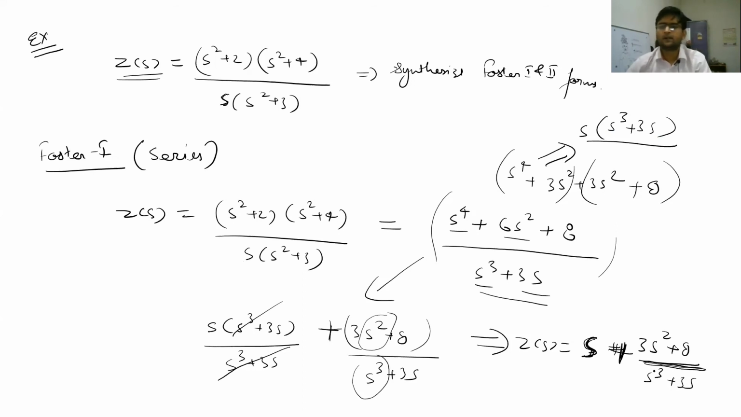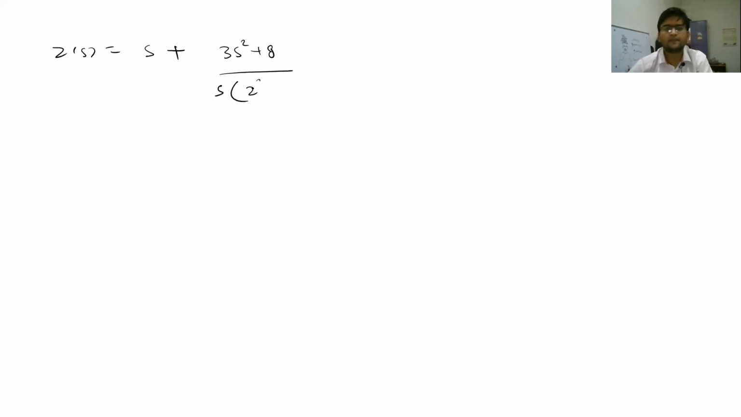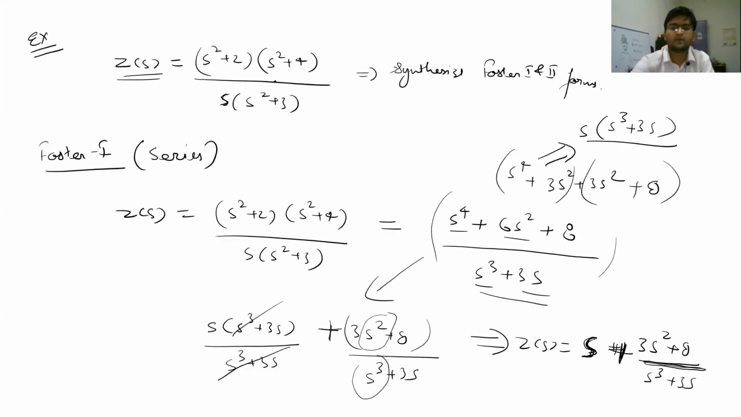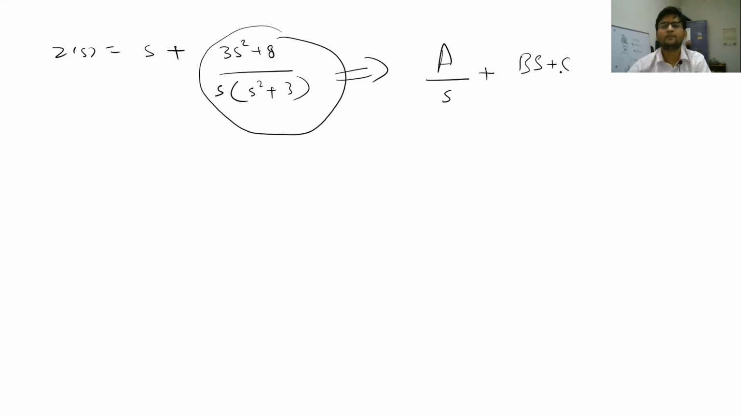ZS is equal to s plus, how to take the partial fraction? Let me rewrite it into another form: (3s square plus 8) divided by, let me take s common again, and you will be left with s into (s square plus 3). So if you want to take the partial fraction of this component, you can write it as A upon s plus (Bs plus C) upon (s square plus 3). I hope you all know how to solve this. So how to calculate the partial fraction?